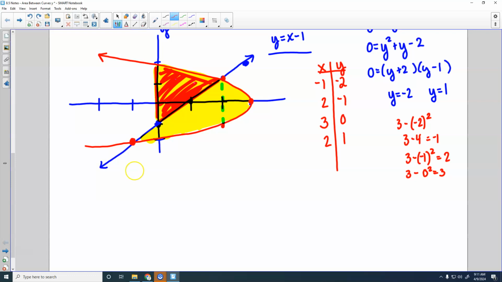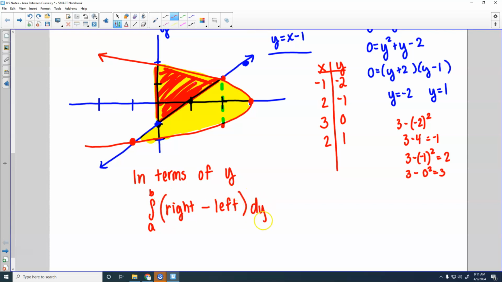On the other ones, we have done top function minus bottom function. If we're doing this in terms of y, we need to integrate, I'm going to put just a general form, from a to b, the right function minus the left function with a dy over here. Also, these limits right here, our a and b, they come from our y-axis, not our x-axis.